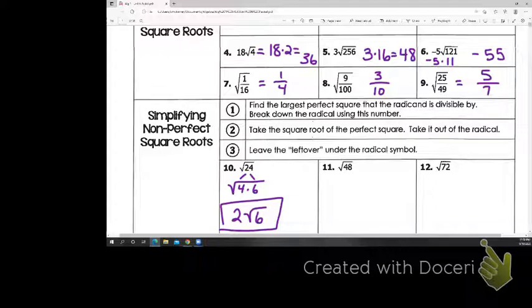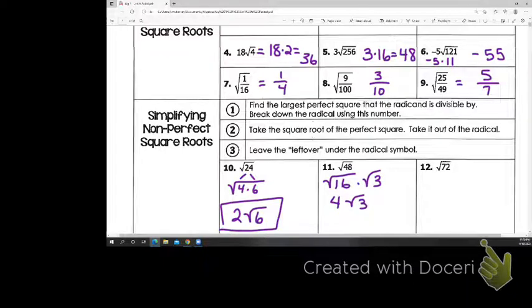So when I look at 48, let's say I just thought 4. 4 goes into 48, but then I'd have the 4 and a 12, and 4 goes into 12 again. So I've got to go bigger. What's my perfect square? The biggest perfect square that goes into 48? 16, yes. So 48 could be rewritten as 16 times 3. Exactly. And so then this is 4 and square root of 3.